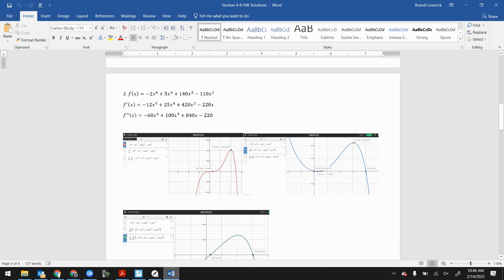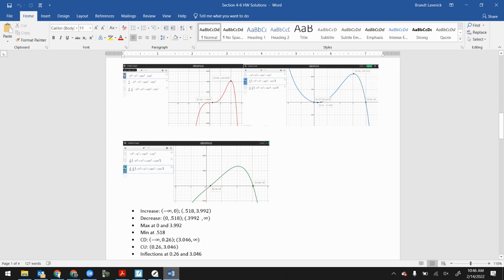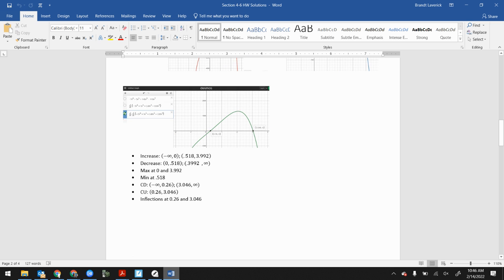Like this, number 2 was a polynomial, right? This is what I want to see. I want to see the 3 graphs, all points, everything shown: increase, decrease, max, min. You only need to give me x values: max, min, concave down, concave up, and where the inflection points are.